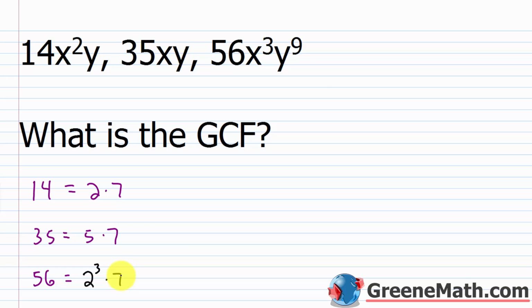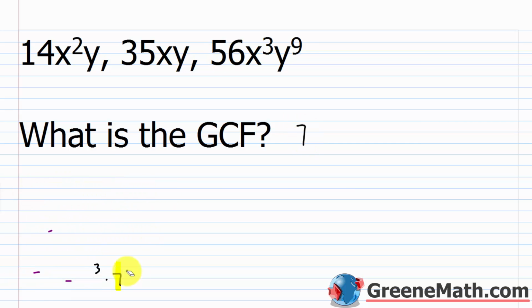And all I'm looking for here, when I'm looking for the greatest common factor, is to go through the prime factorizations and find what's common to everything. So don't get confused with the least common multiple. When you're looking for the GCF, it's got to be common to everything. So I have a 7 that's common to everything. So that's what's going to be the greatest common factor, at least for the number parts. If I had 14, 35, and 56, and I said, what's the greatest common factor? It would be 7.